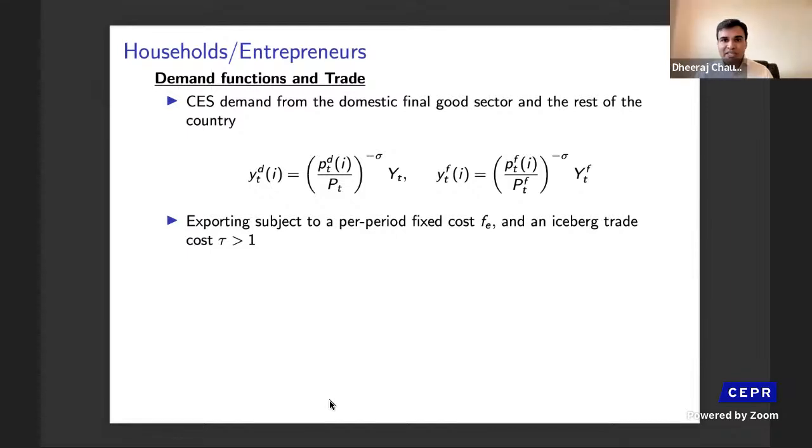So what are the demand curves faced by the entrepreneurs? All these entrepreneurs face a CES demand. The final goods sector combines these varieties using a CES aggregator, so these entrepreneurs face a downward sloping CES demand curve from the domestic final goods sector. I also assume that the demand curve faced by these entrepreneurs from the outside sector takes a similar functional form. These entrepreneurs can choose to export, and exporting has two kinds of cost. One is a fixed cost in terms of labor units, and the second is an iceberg trade cost, that is, to ship one unit you have to ship more than one unit, because some of it will be lost in shipping.